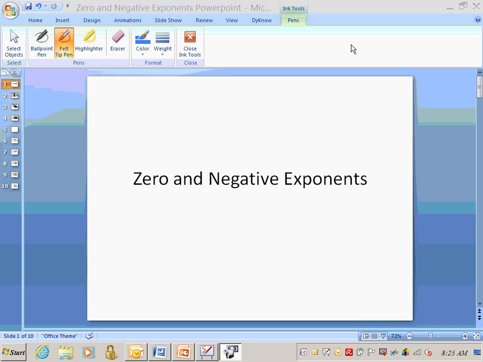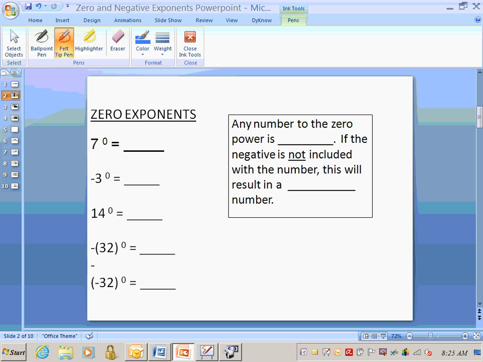We're going to talk about zero and negative exponents. The first thing I want you to look at is that first part on your notes where it says zero exponents. Okay, just a rule. Any number or variable to the zero power is 1. If the negative is not included with the number, this will result in a negative number.